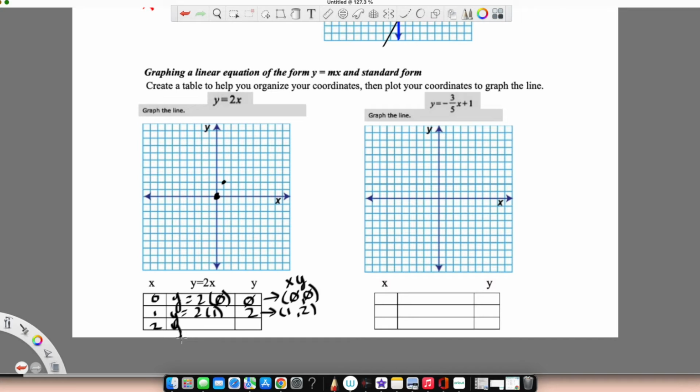And I always do 3 points just to make sure that we have this nice straight line. Really, we only need 2 points, but I always do 3 just for that extra little check. So 2 times 2 would get 4. So now I have a coordinate of 2, because that was my x, and 4 for my y. So now I'm going to go 1, 2, 1, 2, 3, 4. And that does look like a nice straight line.